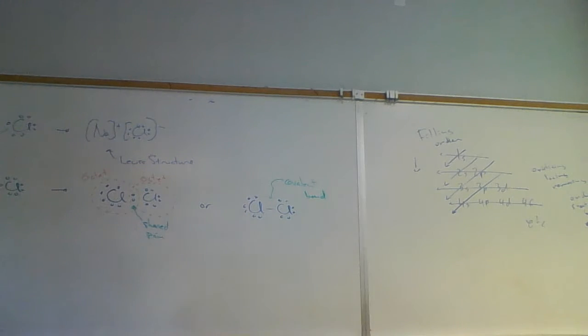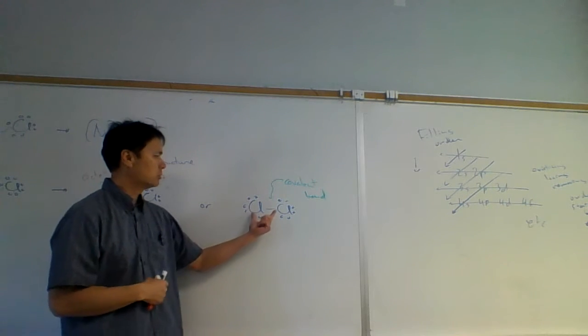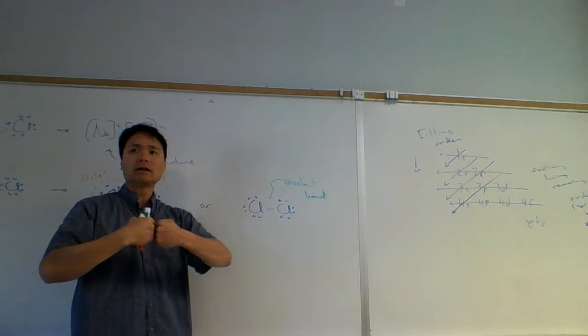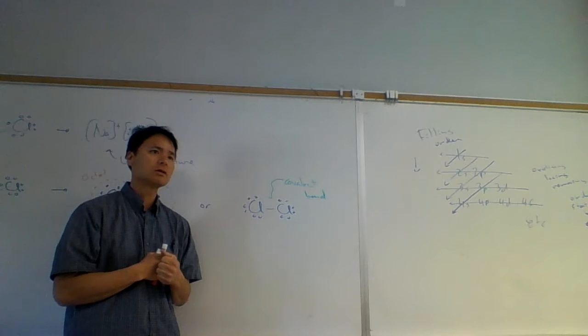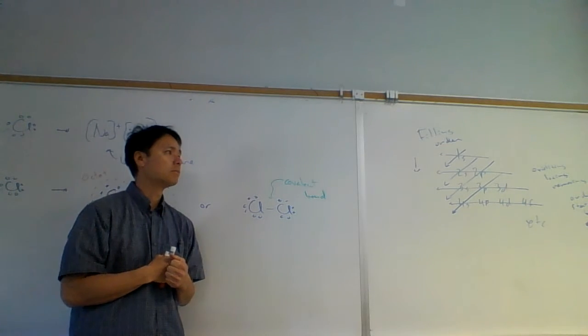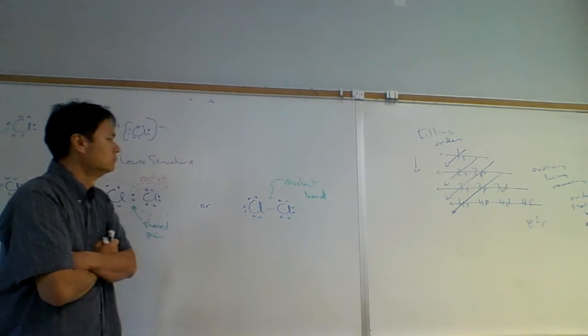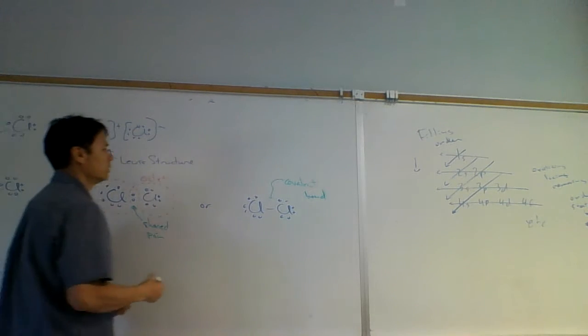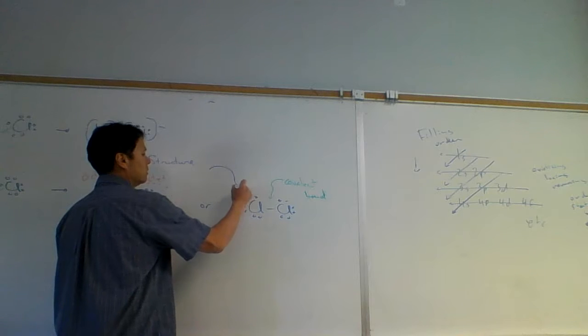So it turns out it's electrical attraction that holds these two chlorines together, but you're thinking, well, each chlorine is neutral. How do we have electrical attraction? It's electrical attraction between the protons in the nucleus and the shared electrons, holding the atoms together. And so that's a covalent bond. This is a Lewis structure also.